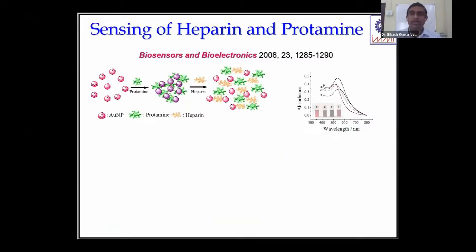So what do we do? We have tried a lot of different methods, but it is hard, because heparin and protamine are very big molecules. Protamine is highly positively charged because it has a lot of amine groups, and heparin has a high negative charge.